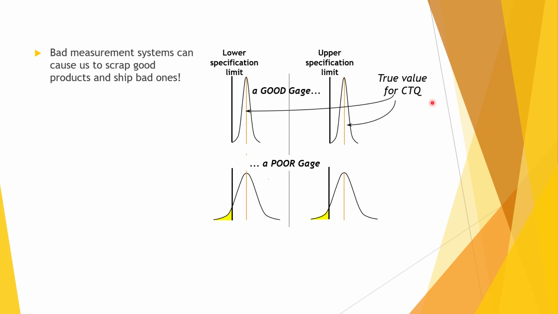This is a good gauge, true value for the CTQ, and this is a poor gauge. What is a gauge? A gauge is any instrument or device used for obtaining measurements. Examples include a ruler. A ruler measures the length of an object. A caliper, also used to measure length, but generally much more precisely than a ruler. And then you have another instrument, a depth gauge. That measures the depth of holes, cavities, or other component features. Then you have a snap gauge. That measures diameter or thickness.